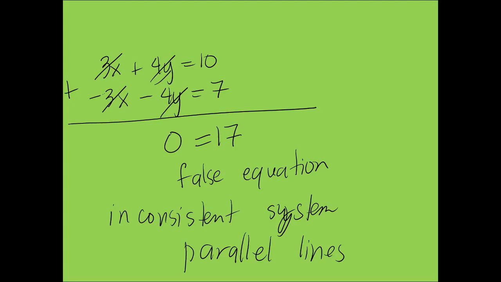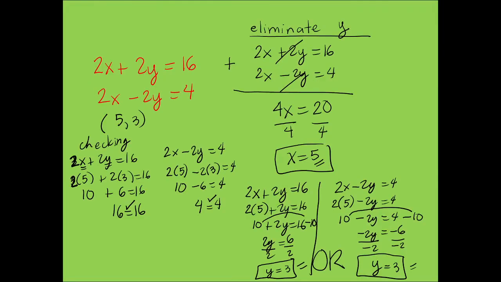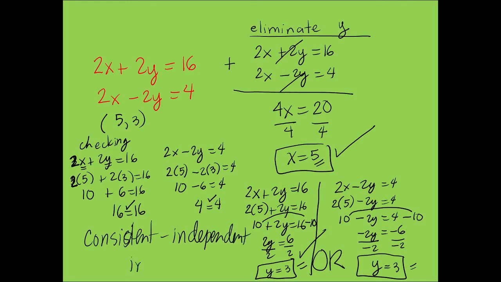Now, going back to our previous examples, this one. Okay. If you are able to solve a value of x and a value of y, this is what you call a consistent, independent system. And it will give me intersecting lines for that.